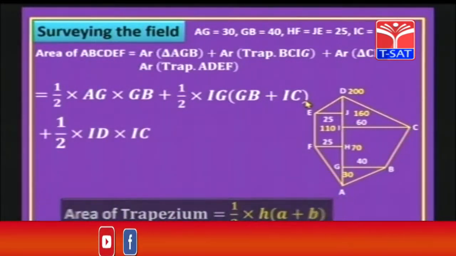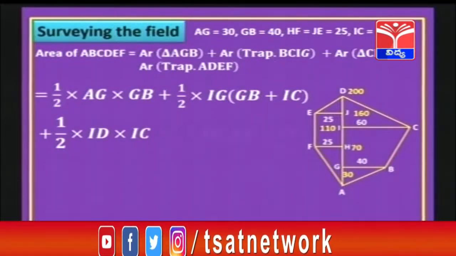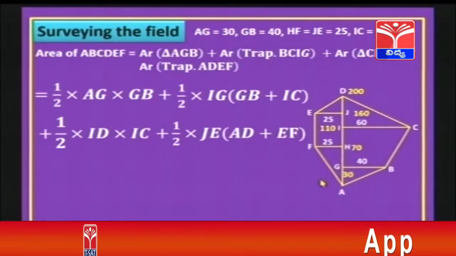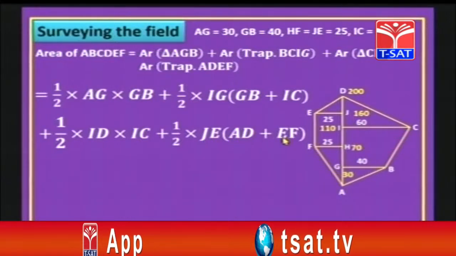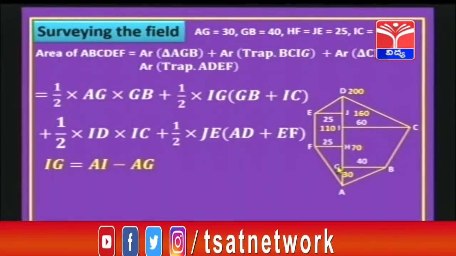Similarly, on substituting, the area of triangle CID we get half into ID into IC. And for this entire bigger trapezium, it is half into JE into AD plus EF. Now let us find out the values here, children. Now here IG, if you notice, we don't know exactly the value of this IG.